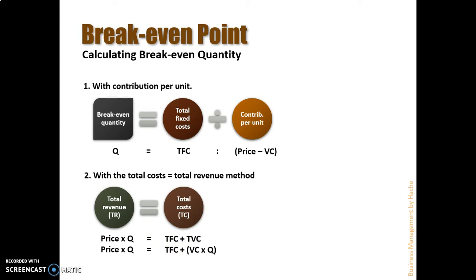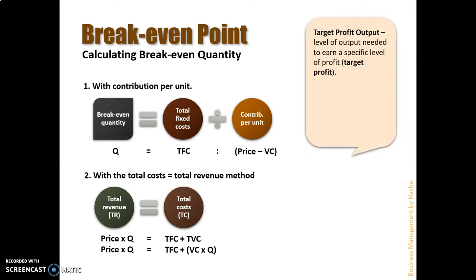Now, the break-even chart and these formulae do not only serve to get the break-even quantity. The same chart and the same calculations can help you find other useful values for business decisions. For example, you can get the target profit output. The target profit output is the level of output needed to earn a specific level of profit, or in other words, it is finding out how much you would have to produce and sell if you want to achieve one specific level of profit.